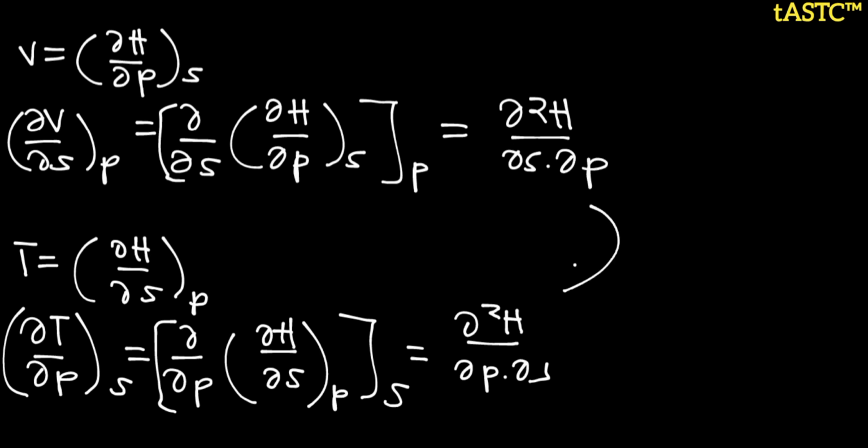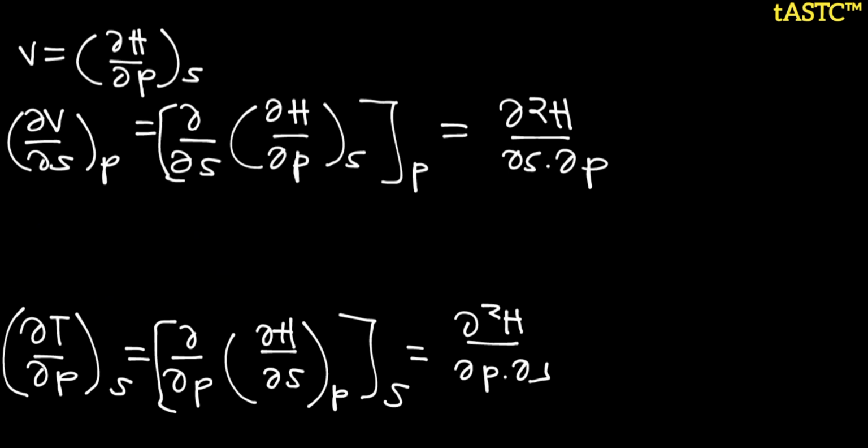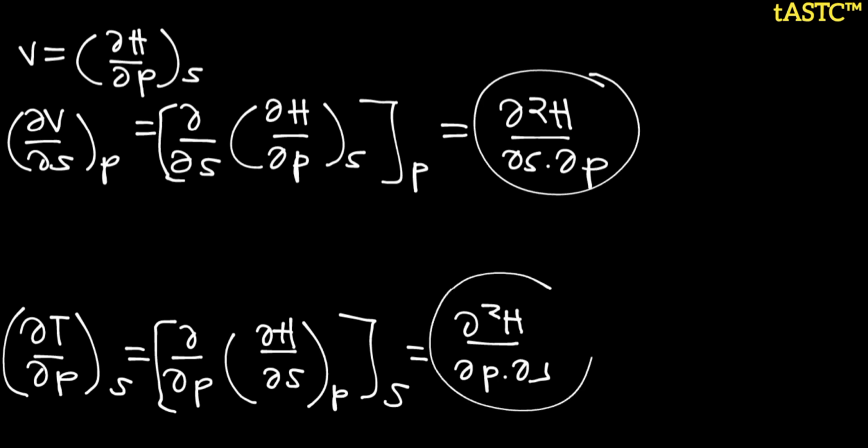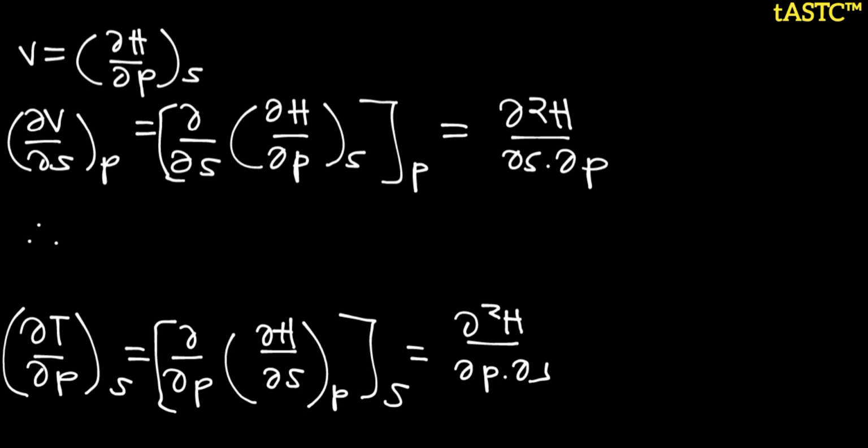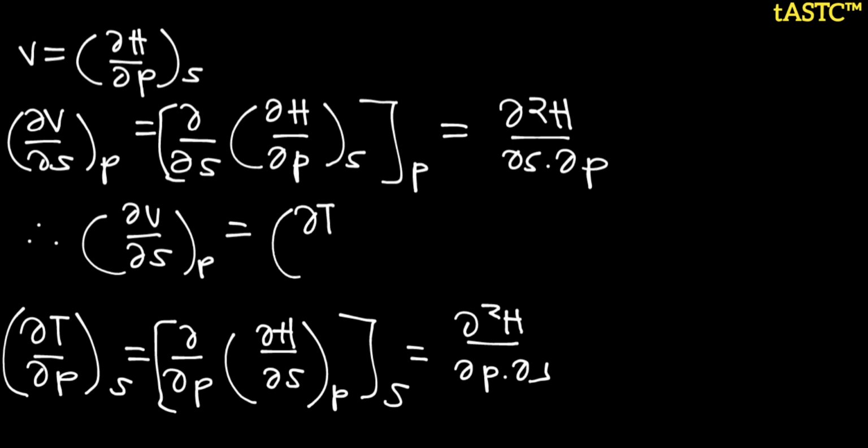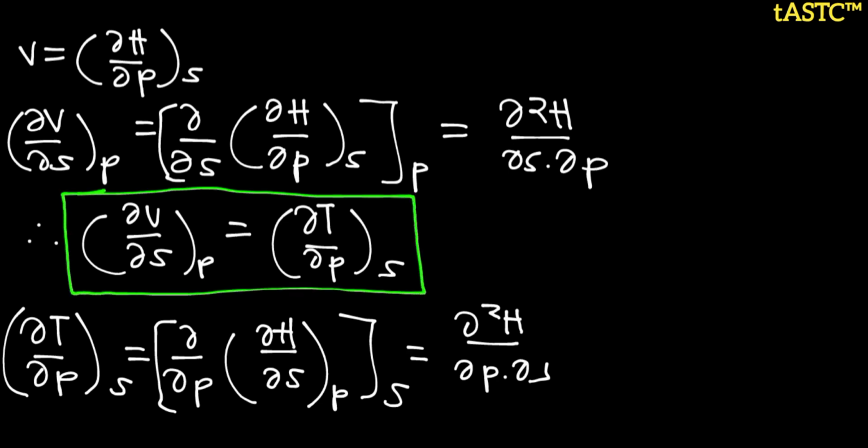Now we already know that this is the same thing as this, so that is going to make this to be the same thing as that. So you're going to see, since we have this to be equal to this, that means we have a partial V partial S at constant P that is equal to partial T partial P at constant S. This will be the second Maxwell's relation. Now let us jump into the third one.